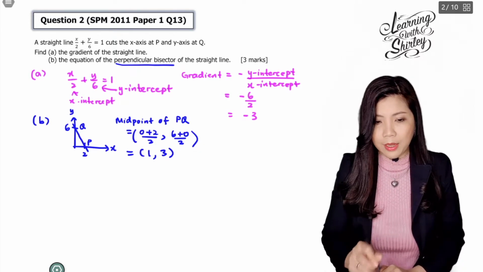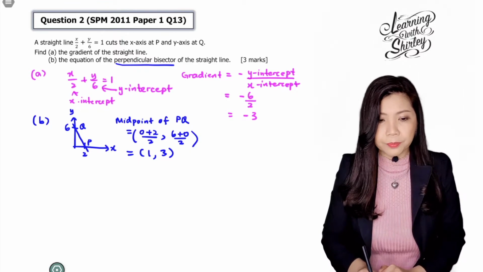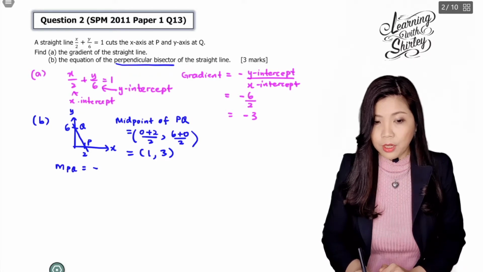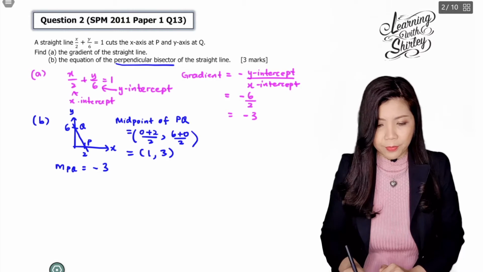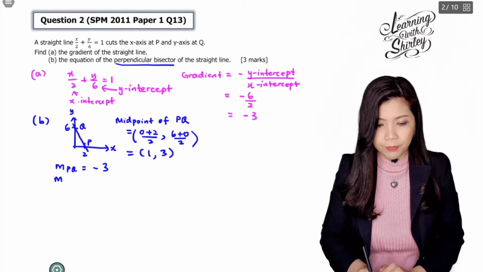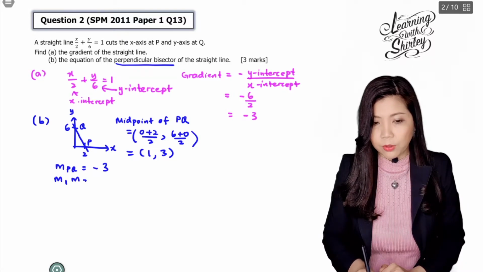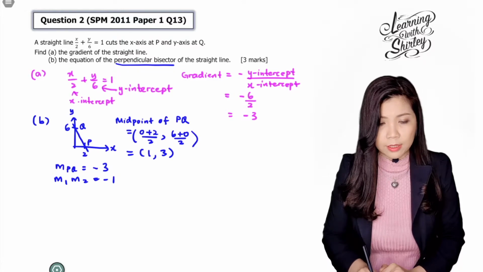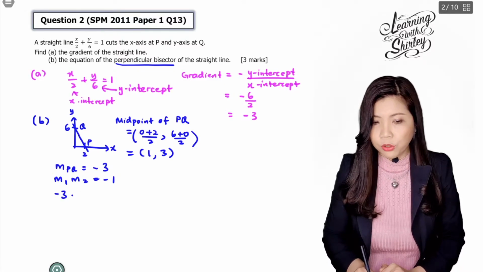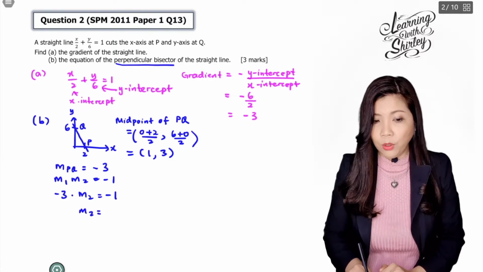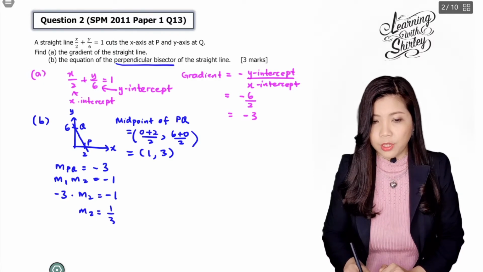The next step is to find the m2. For this line, the gradient of PQ is negative 3, that we have found just now in A. And then we have to find the normal, which is m1 m2 equals negative 1. We're going to use this. So m1 is negative 3. m2, we don't know, I'm going to put it inside here. So our m2 is negative 1 over negative 3, which is 1 over 3.